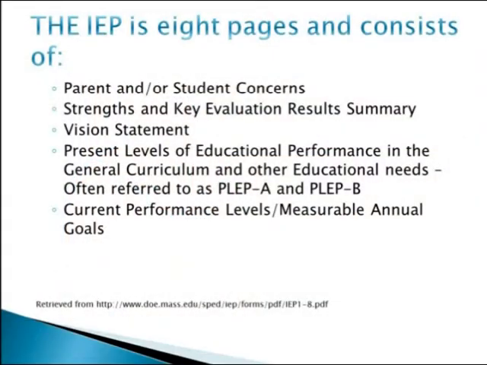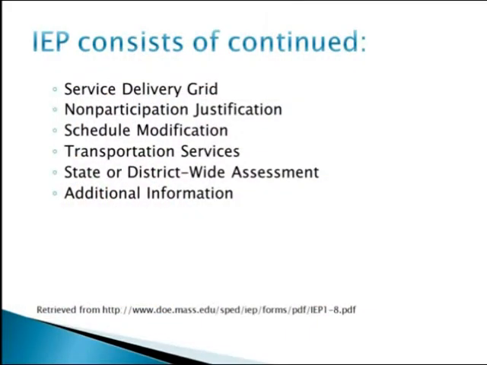What are the parts of an IEP in Massachusetts? There's 8 pages. Some of them have different aspects of it. The first is the parent and or student concerns. Then you have the strengths and key evaluation results, the vision statement, the present level of educational performance in the general curriculum, and other educational needs, which is often referred to as PLEP A and PLEP B, the current performance levels, measurable annual goals, the service delivery grid, the non-participation justification, schedule modification, transportation services, state and or district-wide assessments, and additional information.